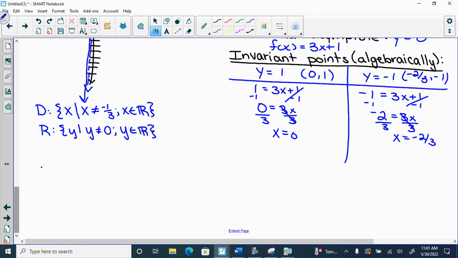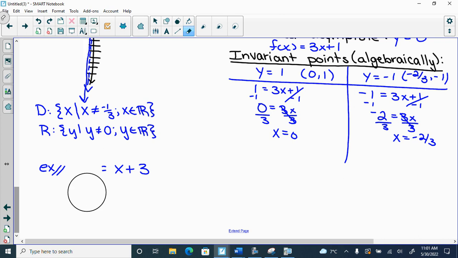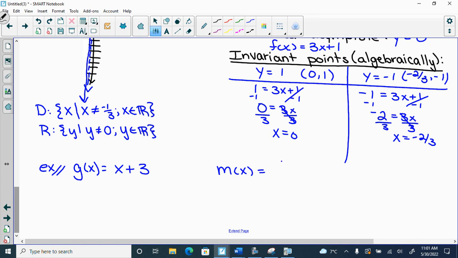Okay, let's try one more equation where it's linear. So we're going to look at g of x equals x plus 3. Sorry, I should say f of x. I'm going to change it up. I'm going to go g of x equals x plus 3, because I can label it any function letter, correct? And then I can say m of x equals 1 over what? What would I have to put on the bottom now? G of x. G of x.